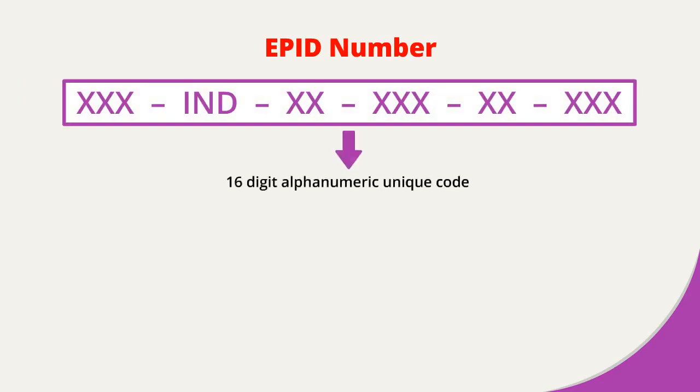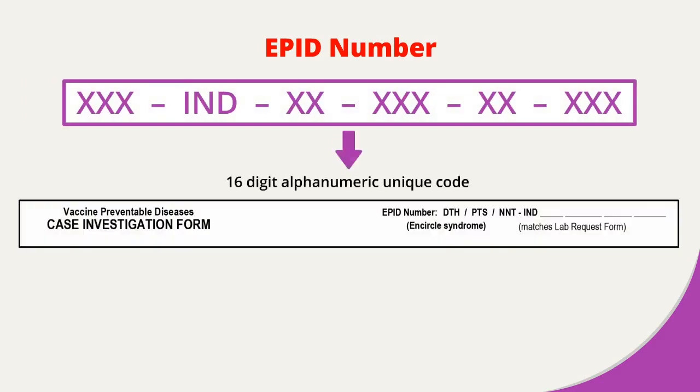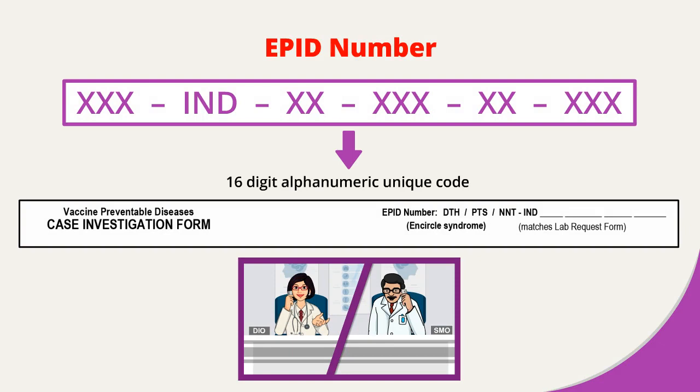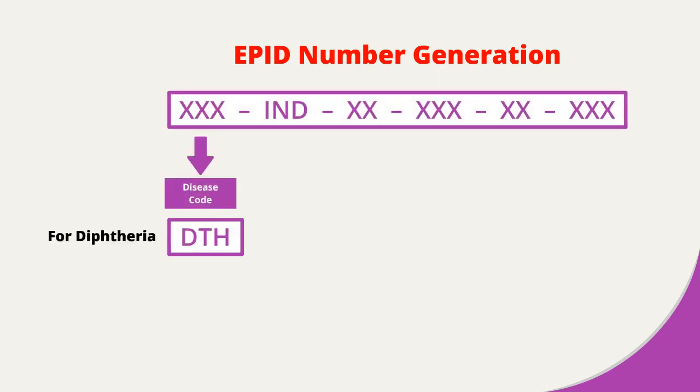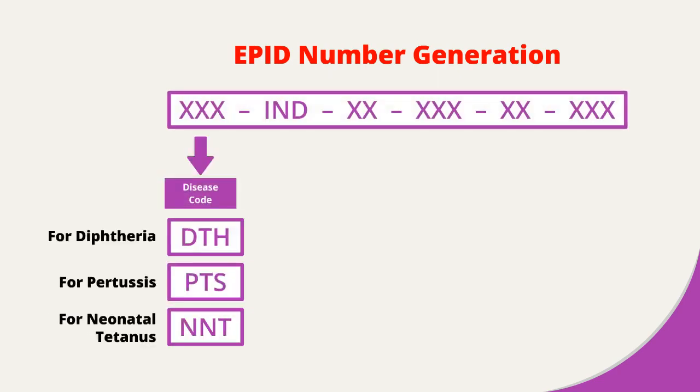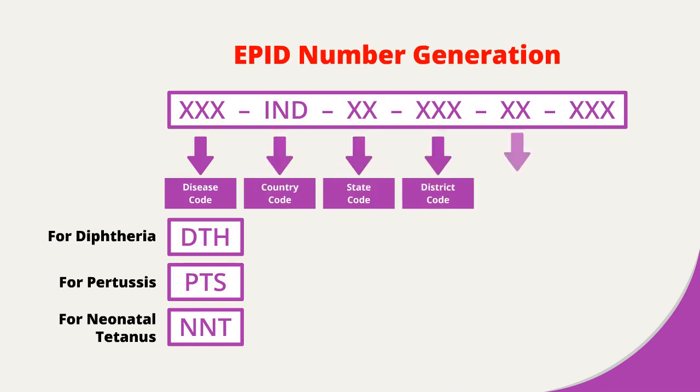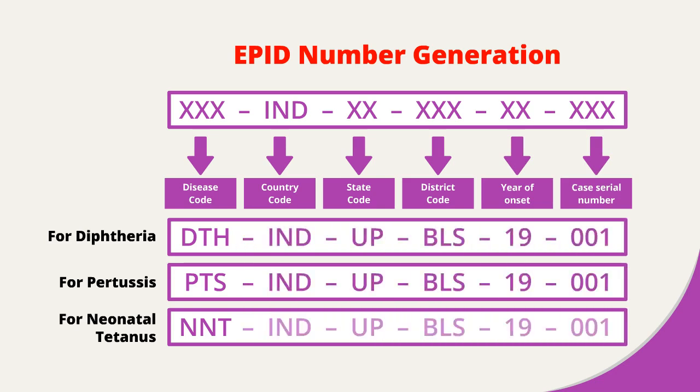IPID number is a unique ID allotted to all the DPT cases by DIO or SMO office. It is a 16-digit alphanumeric Unicode. It consists of disease code as DTH, PTS and NNT, followed by country code, state code, district code, year of onset and case serial number. Here are examples of IPID numbers generated for the case of diphtheria, pertussis and neonatal tetanus.